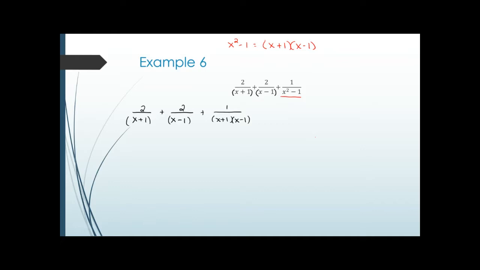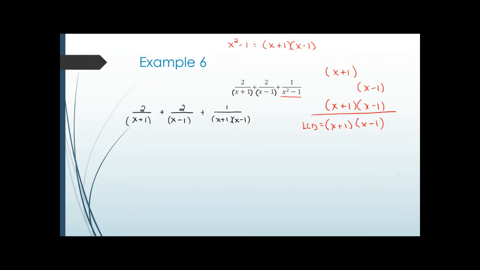When we're looking for the common denominator here, we're looking at all 3 fractions. My first fraction has a denominator of x plus 1. The second one has a denominator of x minus 1. The third one has x plus 1, x minus 1. So your common denominator has to have an x plus 1 and an x minus 1. And that's it. Okay, that made sense.